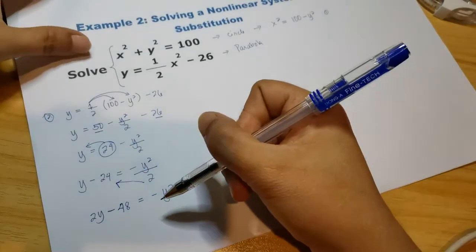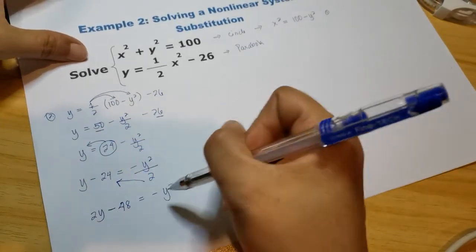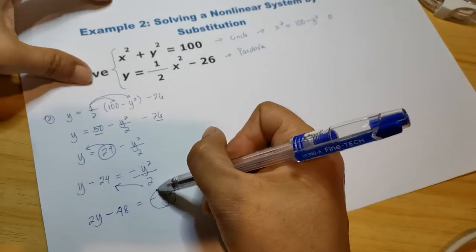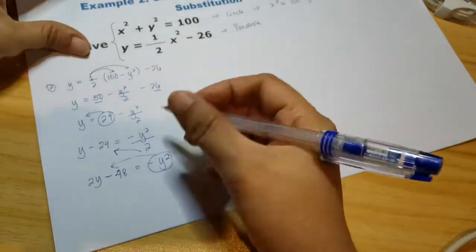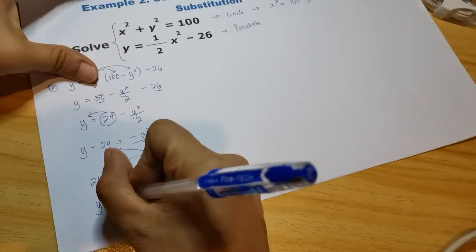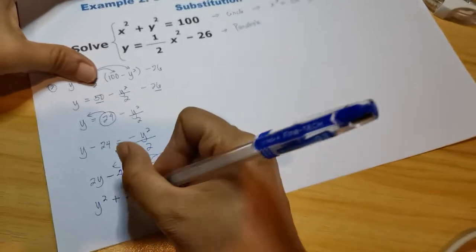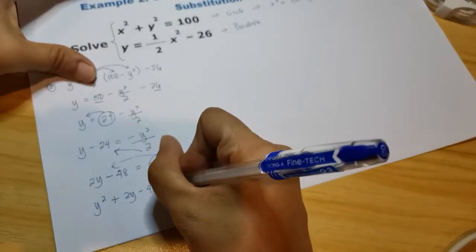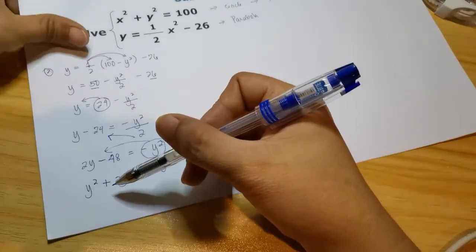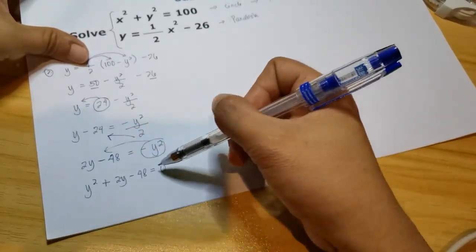And then, we are going to equate this equation to 0. Ibig sabihin, ililipat na natin ito sa kabilang bangir. Ayan. Okay, so that will become y squared plus 2y minus 48 equals 0. Ayan. So, paano natin yan? So, meron na tayong quadratic equation.